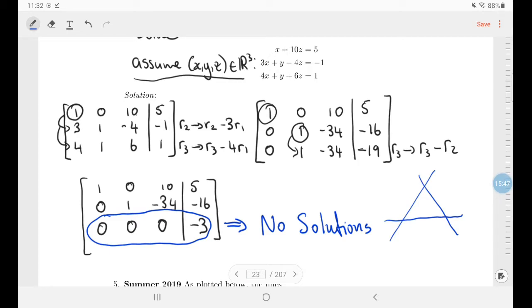Say this one corresponds to equation 1, this one corresponds to equation 2, and this one corresponds to equation 3. Now imagine that going into the page, so it looks like a tent, but it goes on forever and ever and ever. So the planes are sheets, infinite sheets going on forever.